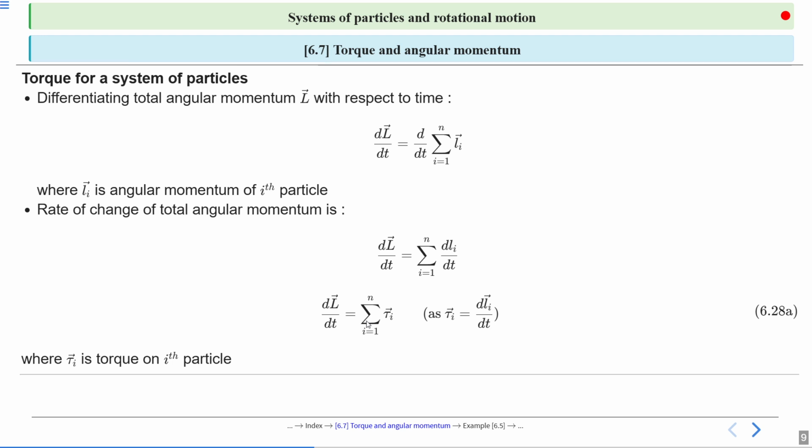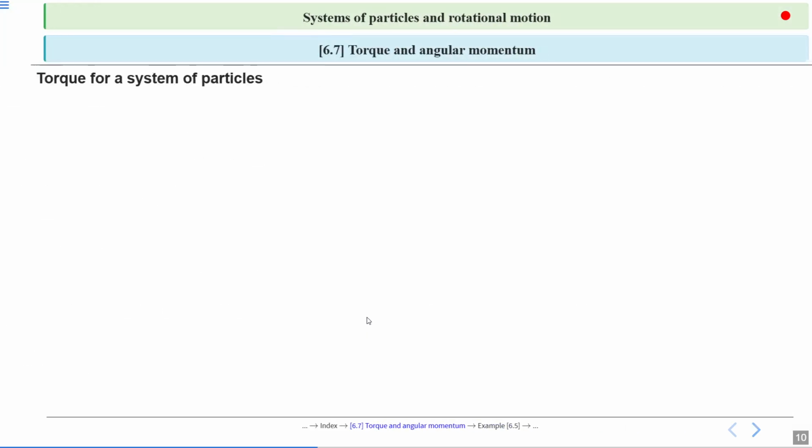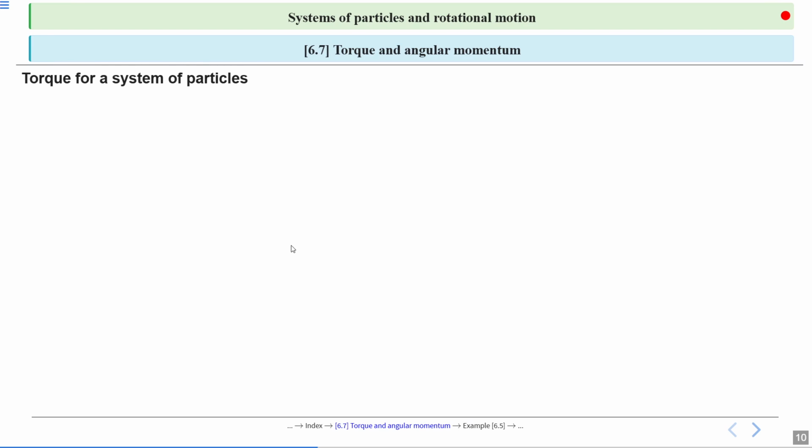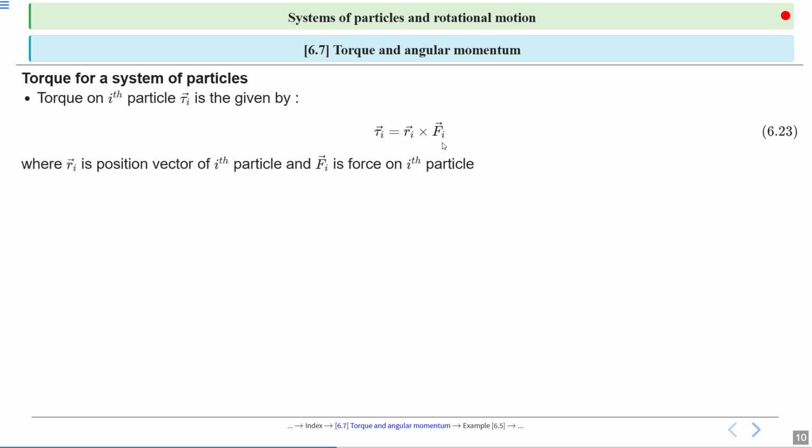Here tau i is the torque on the ith particle in a system of particles. Torque on the ith particle, tau i, is given by tau i equal to Ri cross Fi, where Ri is the position vector of the ith particle and Fi is the force on the ith particle.